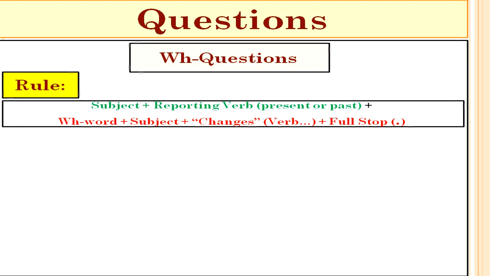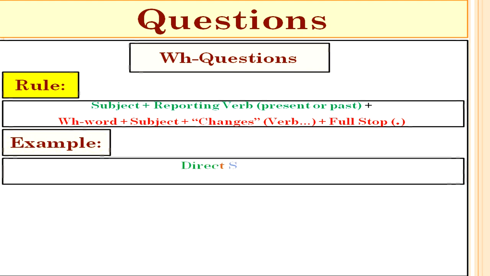Instead of the question mark, we use full stop. Now let's see an example. The sentence in direct speech is, "Where is your sister?" This is a WH question because it starts with a WH word, which is where, and we cannot answer this question by yes or no. Where is your sister? You can answer by she is at school, she is at home, etc. But you cannot say yes or no.